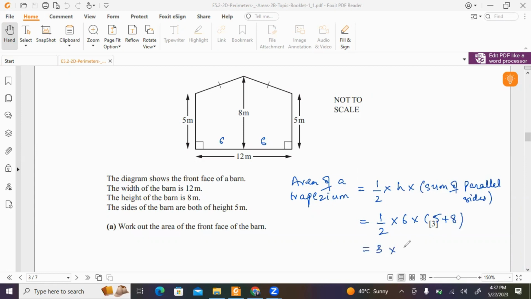That's 3 times 13, which is 39 meters square. Now this is just the area of one part. So the total area would be 39 times 2, which is going to be 78 meters square.